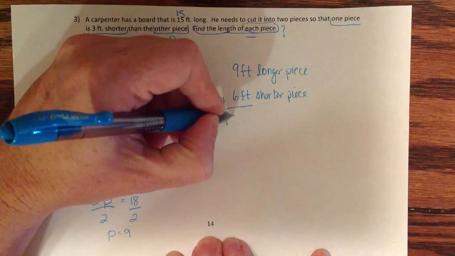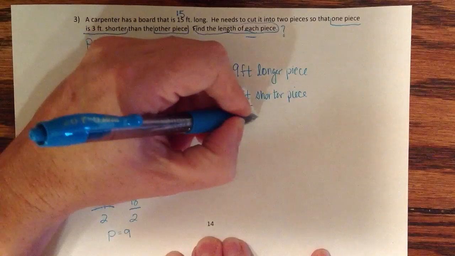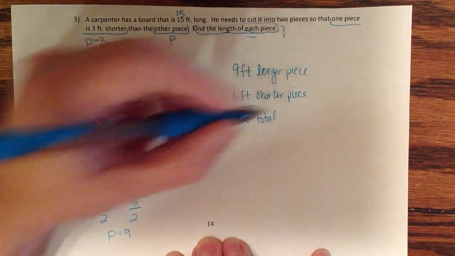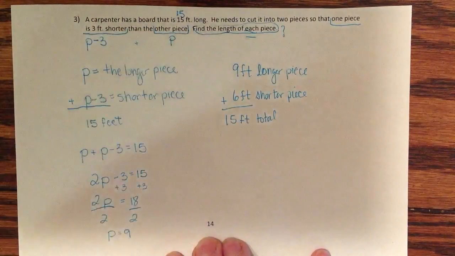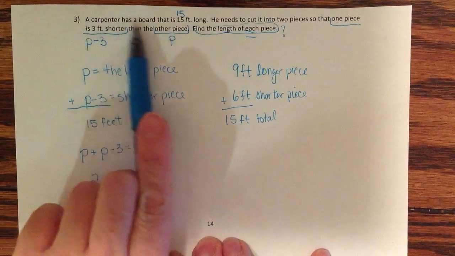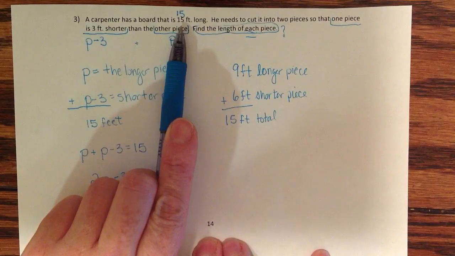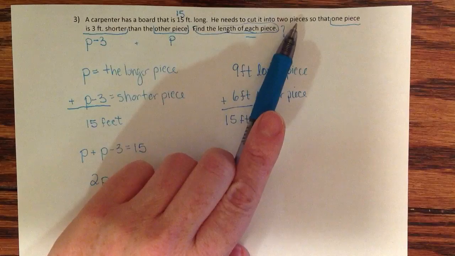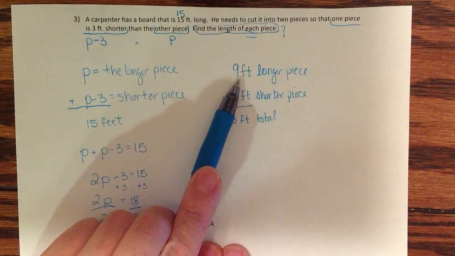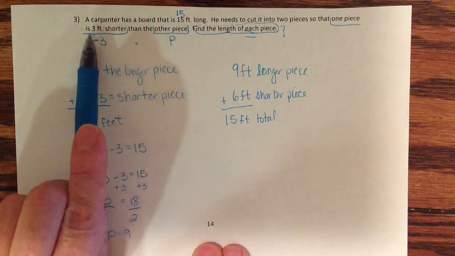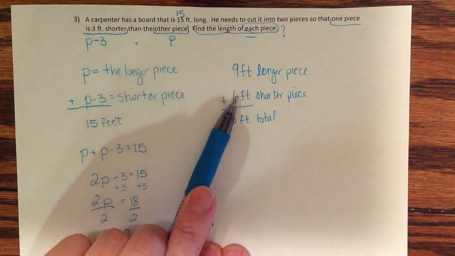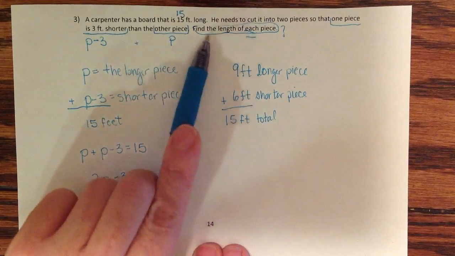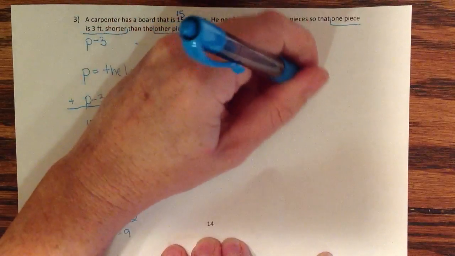I double check that those do add up to the 15 feet total that I was supposed to get, and they do. And then I go back one more time and read them in the story and make sure that it makes sense. A carpenter has a board that's 15 feet long. He cuts it into two pieces so that one piece is 9 feet and the other piece is 3 feet shorter, measuring 6 feet. And there's my length of each piece.